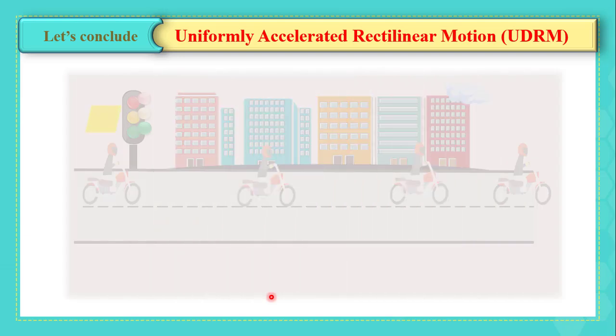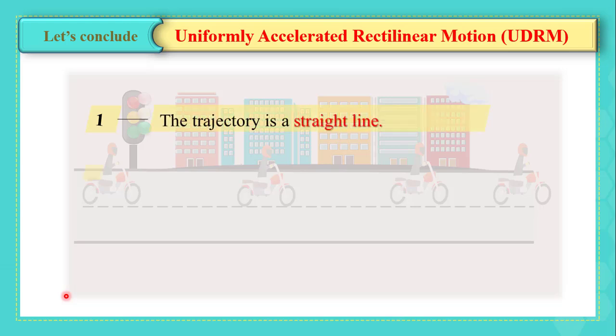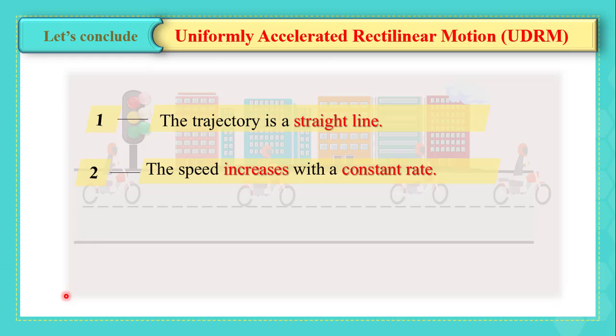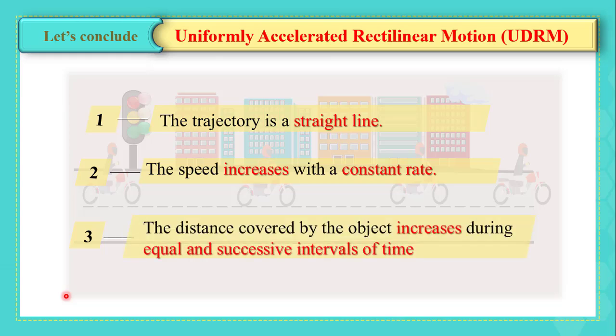As a conclusion, in a uniformly accelerated rectilinear motion, the trajectory is a straight line, the speed increases with a constant rate, and that's why we call it uniformly accelerated and not just accelerated motion, and the distance covered by the object increases during equal and successive intervals of time.